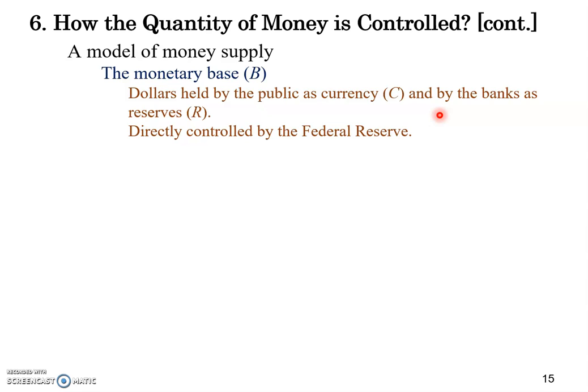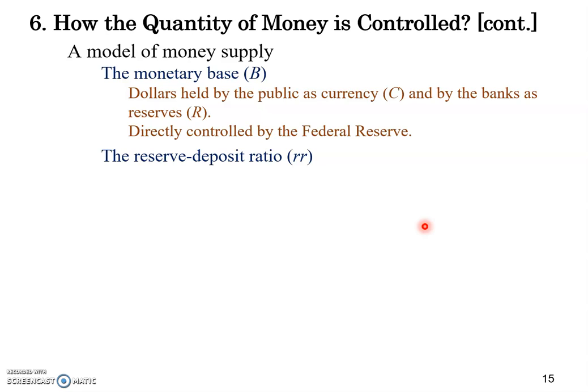And the monetary base in reality is directly controlled by the Federal Reserve, because how much currency is circulating in the economy, the Fed can decide, how much paper money they want to print. And for the bank reserves, the Federal Reserve can change the reserve requirement. So through that, it can directly affect how much money the banks keep in their offices.